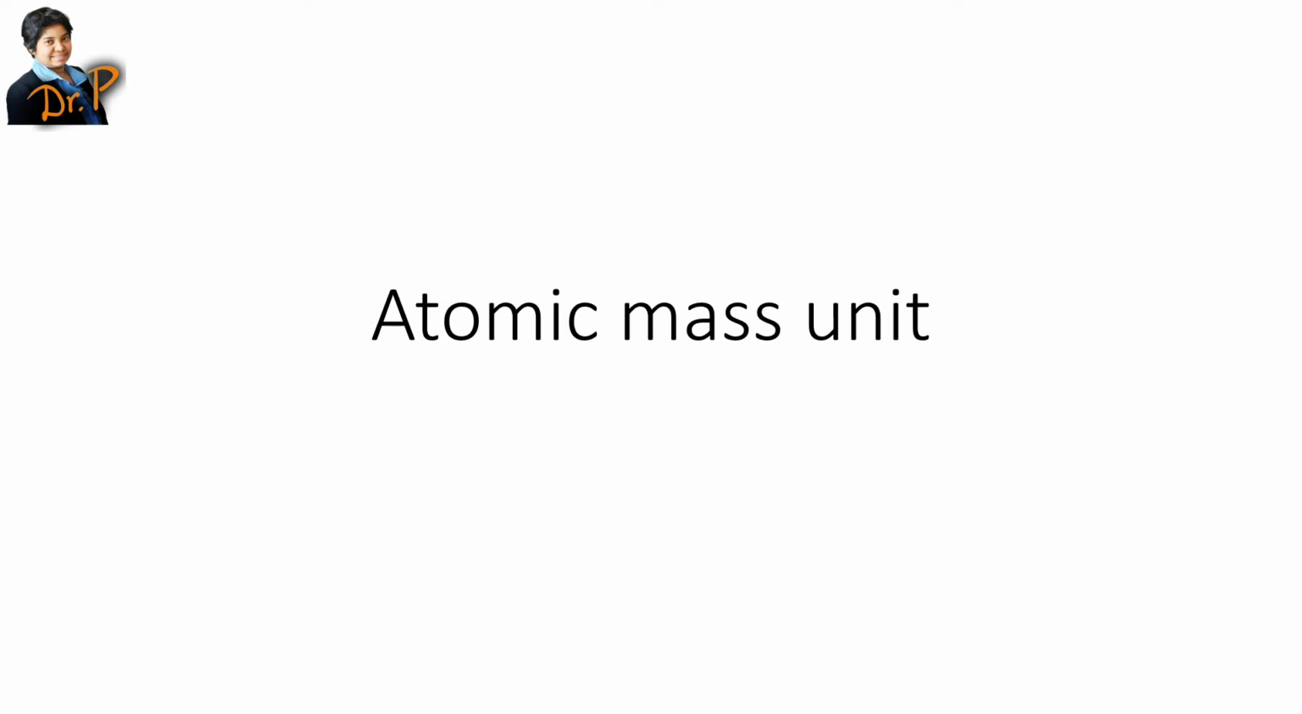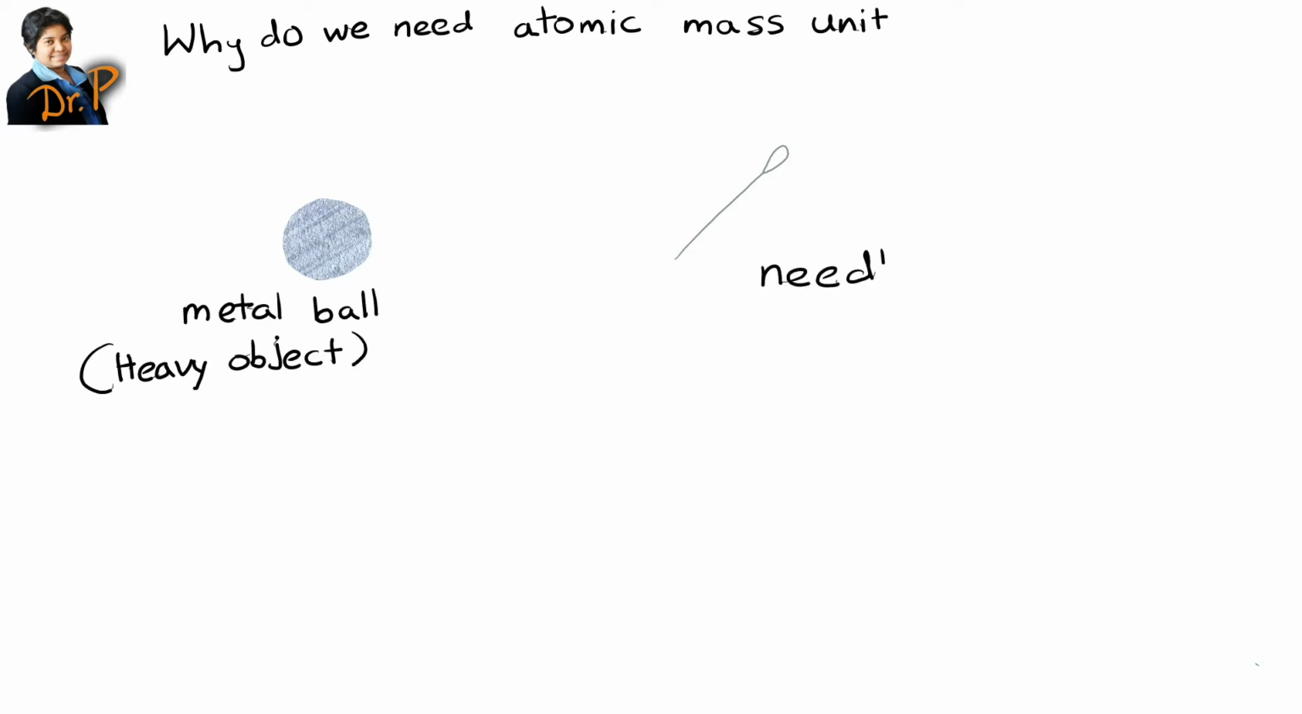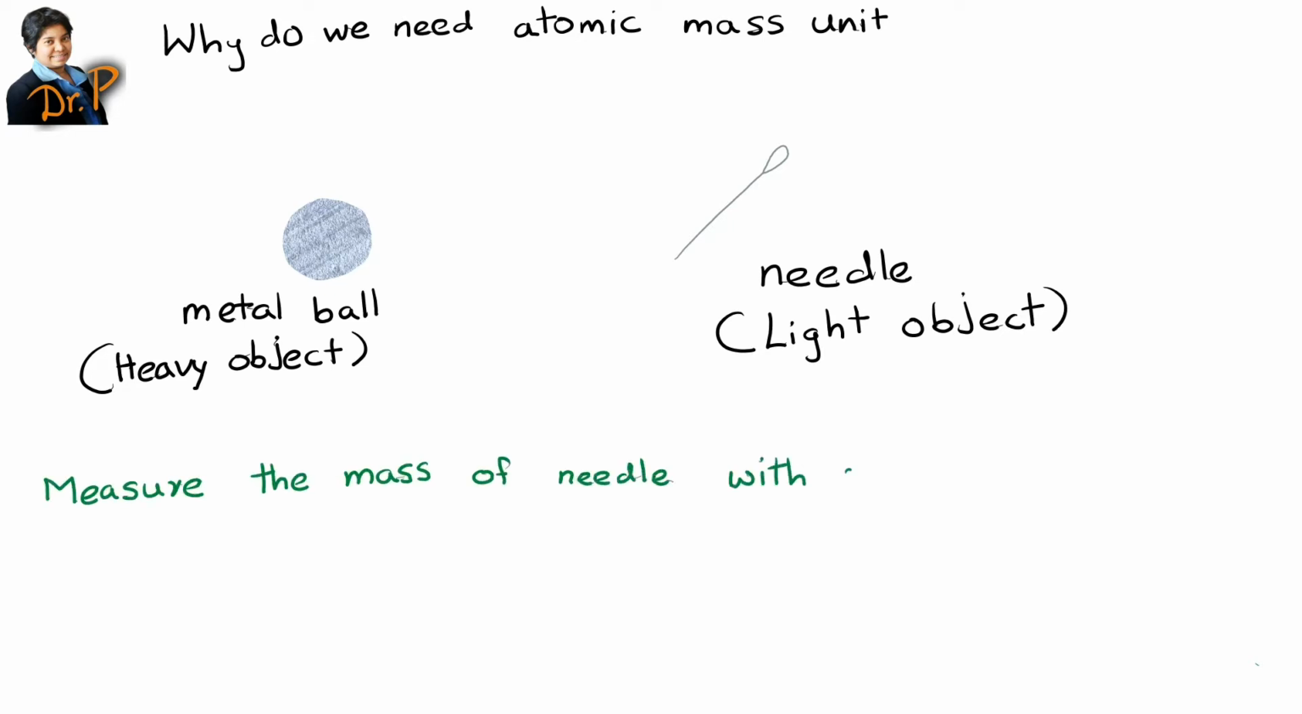Atomic mass unit. Why do we even need such a unit? Just think that you're given a metal ball and a needle. The metal ball is the heavier object and the needle is the light object. Now your task is to measure the mass of the needle with respect to the metal ball. Now think that you are given just one metal ball and one needle.